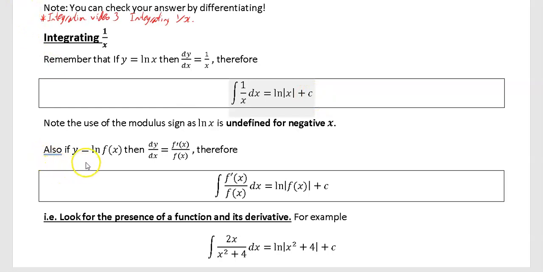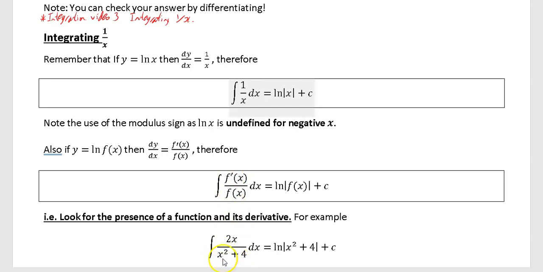Also we have seen if you have y is equal to ln of a function of x, then your dy by dx is equal to your function of x in the denominator and the derivative of your function, f dash of x, on the numerator. So that means you reverse that process and you integrate f dash of x over f of x with respect to x, you will get ln of modulus of f of x. And again, the modulus is necessary in case at any point it is negative in here. So that's our result. What we want to do is look for the presence of a function and its derivative on the numerator. And if it's not in that form, you have to play around with it a wee bit.